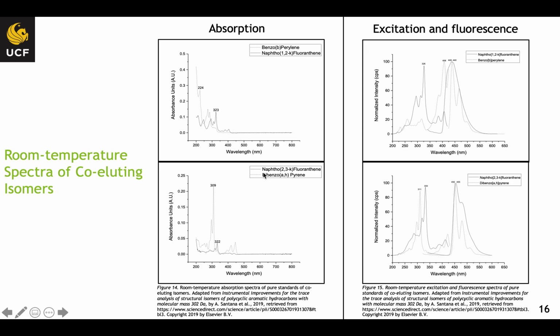The same can be visualized for N23KF and DBAHP, strong overlapping as well. So therefore, absorption spectroscopy would be challenged by this to determine an individual isomer.